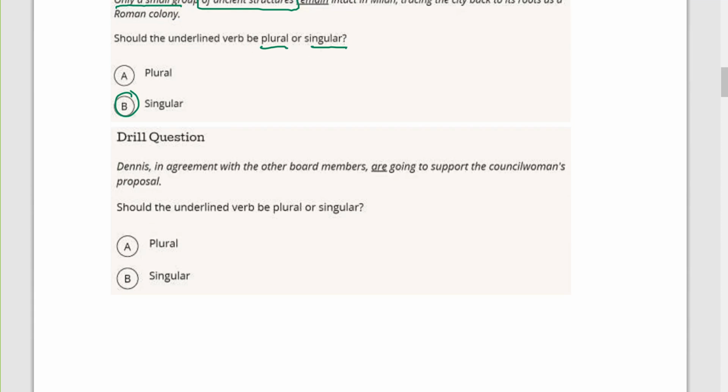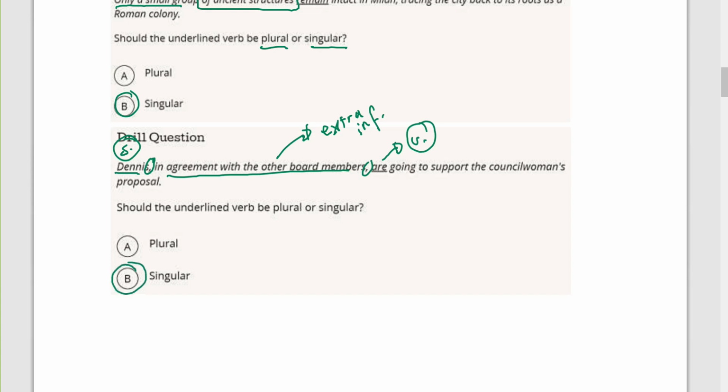Dennis, in agreement with the other board members, and let us remember this one, comma to comma, but this part is extra information. Where is the main subject? Dennis. The verb are, which is what? Completely wrong. So we have to go again for what? For the singular. Thank you.